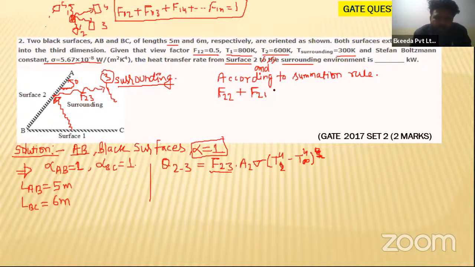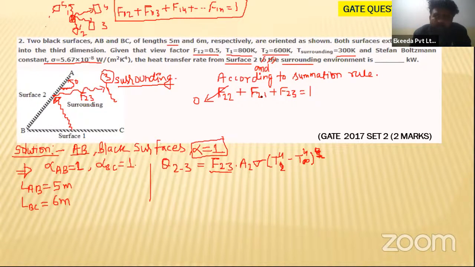F21 plus F23 is equal to 1. But F22 will be equal to 0. And what will be the value of F21? F21 has not been given, but F12 is already given, and you have to calculate F23.